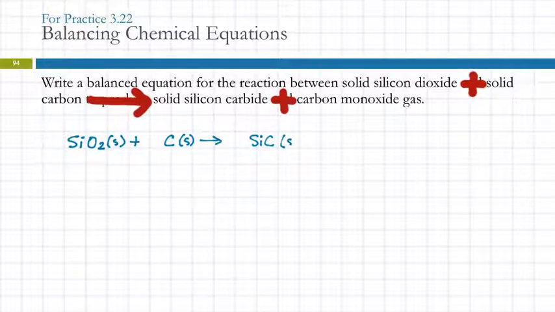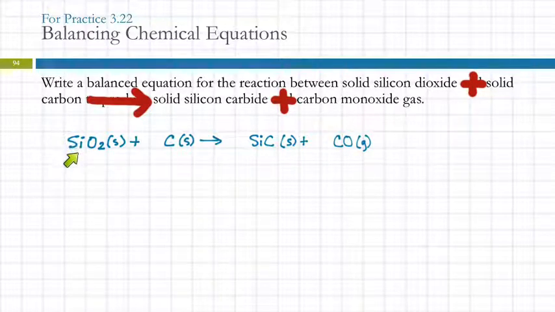Silicon carbide, solid. Plus carbon monoxide. It's a gas, CO. It's a capital O. It's not cobalt. So we got our skeleton in here. And now we're going to inspect it. We're just going to look at it. We have carbon all by itself here, so that's probably going to be saved for last. Many times, if you just start with the first element, it works out fine.